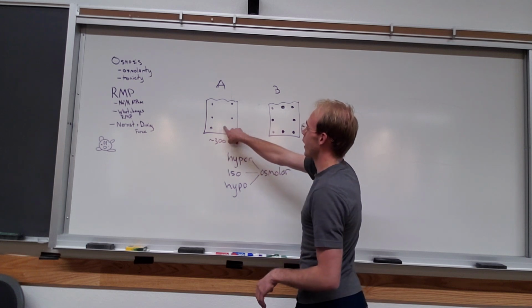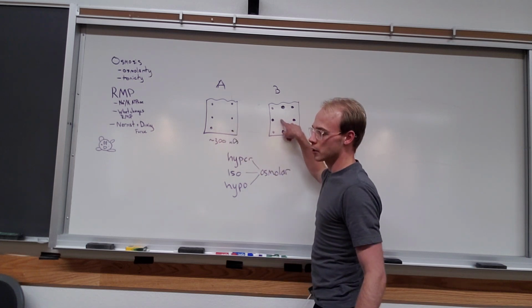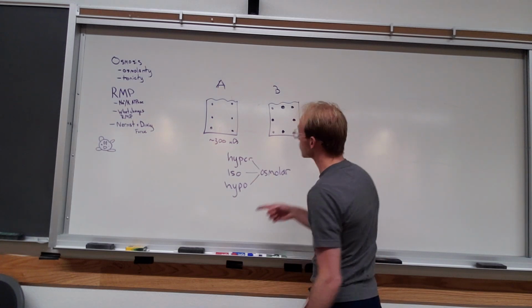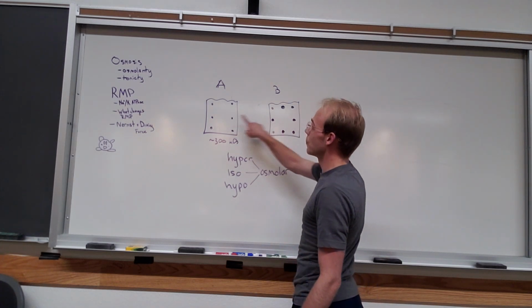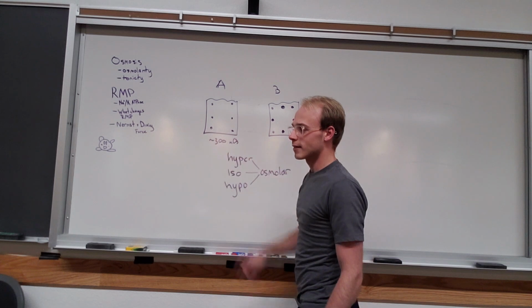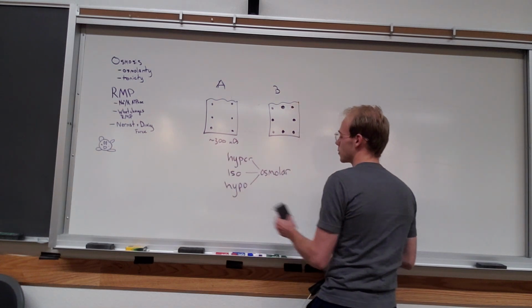Okay, nice, so this makes sense. In this example, A is hypoosmolar to B. But you could also say B is hyperosmolar to A. Fantastic. Okay. Great. Reasonable.